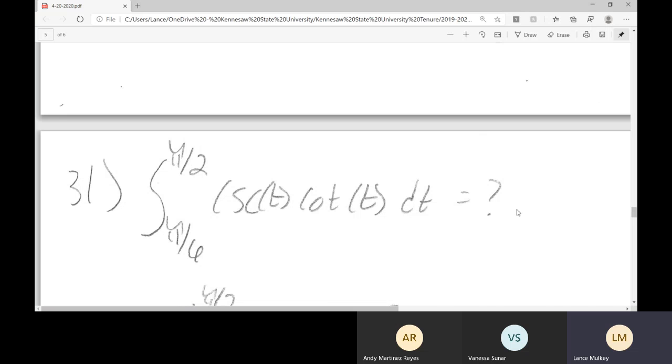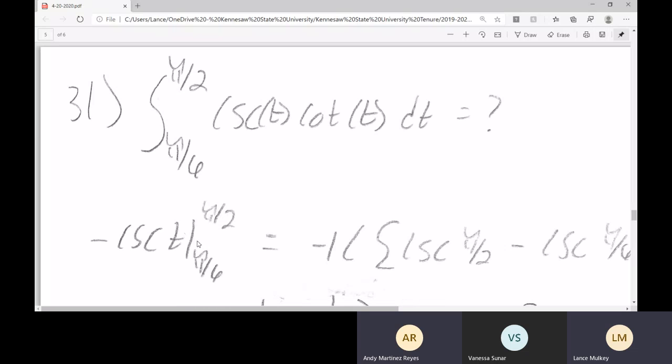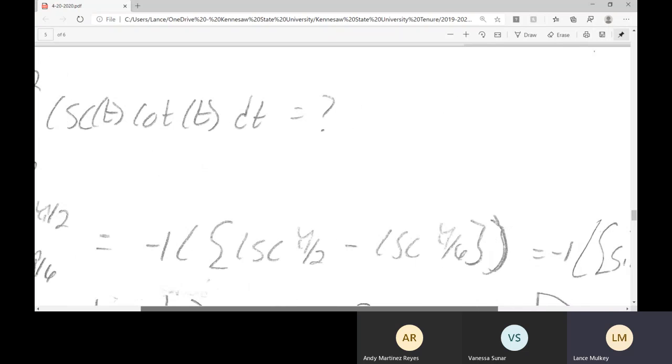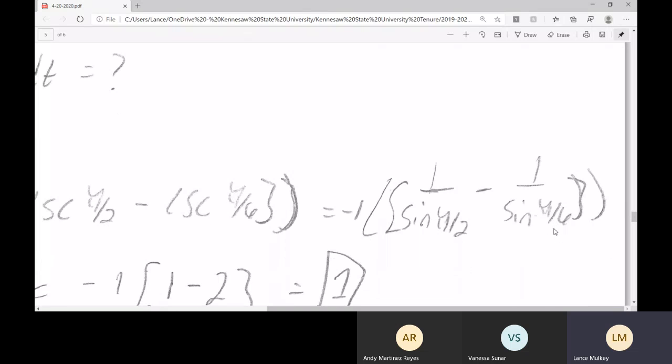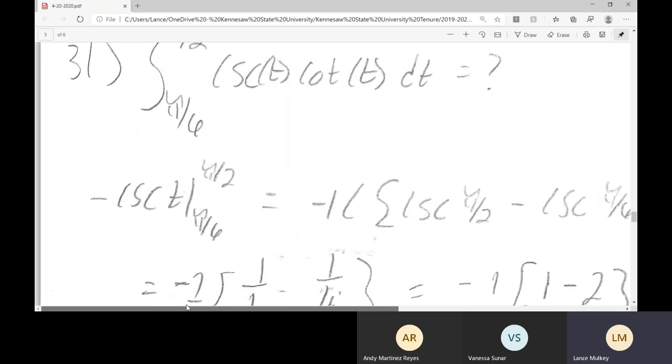But yeah, all right, I'm gonna go ahead and go through this one. So you get the antiderivative, negative cosecant t, from pi over 6 to pi over 2. So I pulled out the negative 1 and I got cosecant of pi over 2 minus cosecant of pi over 6. And breaking that up into sine and cosine, like you always should do with derivatives, get 1 over sine of pi over 2 minus 1 over sine of pi over 6.